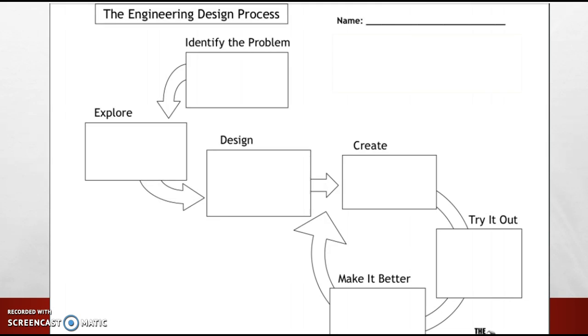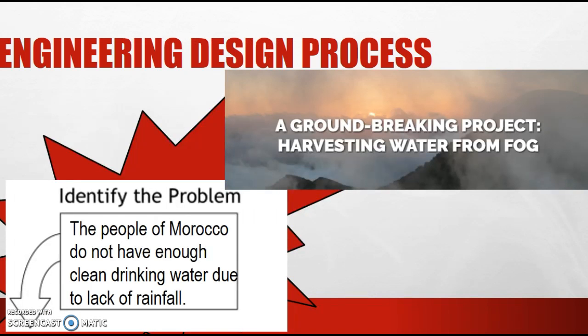So there's the design process we're going to step through. To begin, the problem is that the people of Morocco do not have enough clean drinking water due to a lack of rainfall. But what we do know about Morocco is that they have an abundance of fog.